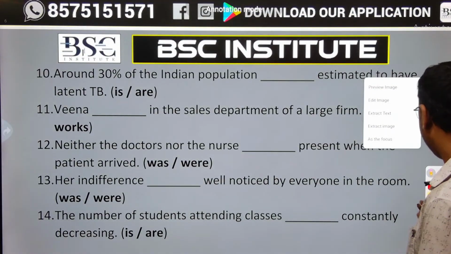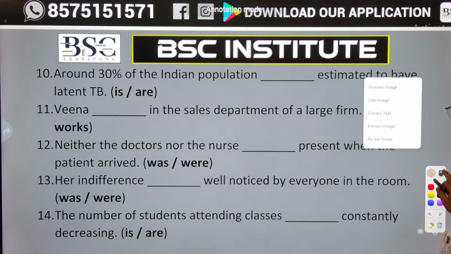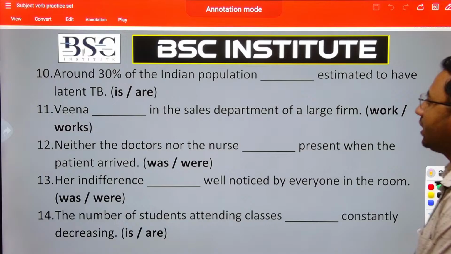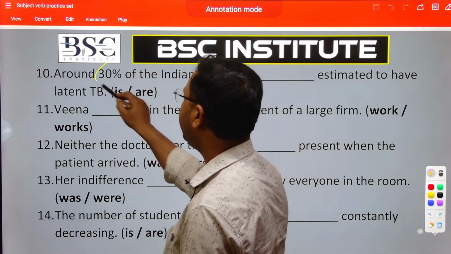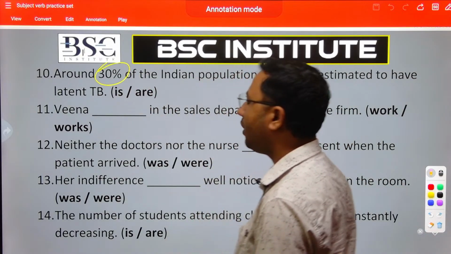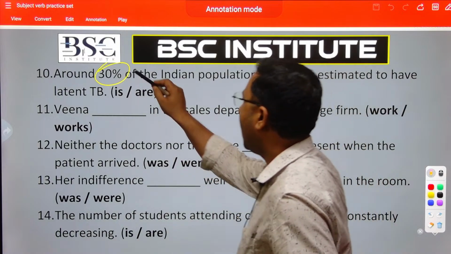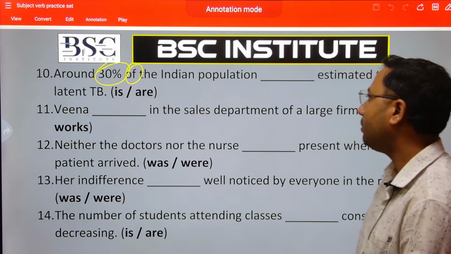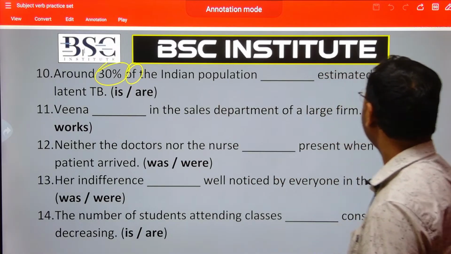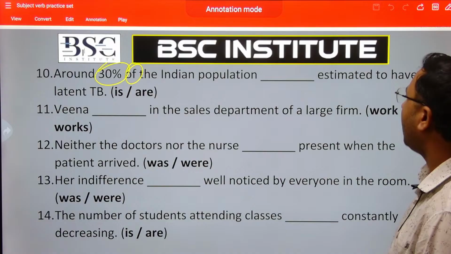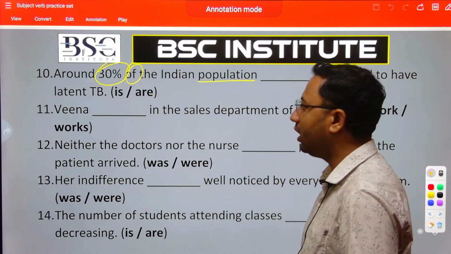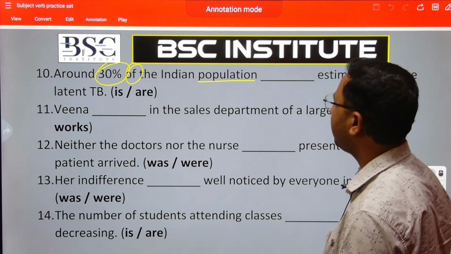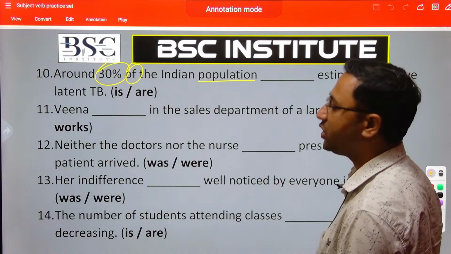Now next question. Around 30% is a percentage given. If it is a percentage given or fraction given, I have to check after the of what subject is given. So 30% of the population, Indian population, the population dash estimated to have talent. Okay, so population is singular or plural, and around 30% of the population dash estimated, is estimated or are estimated.